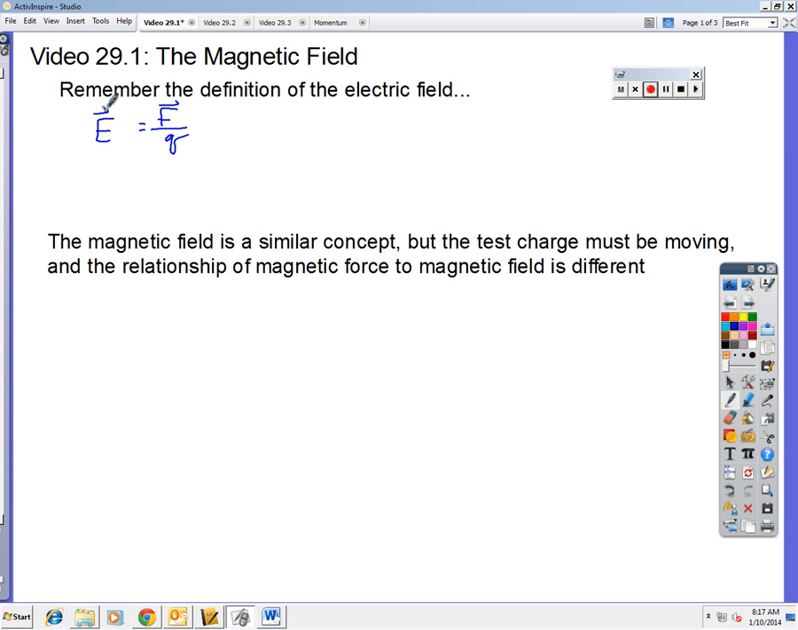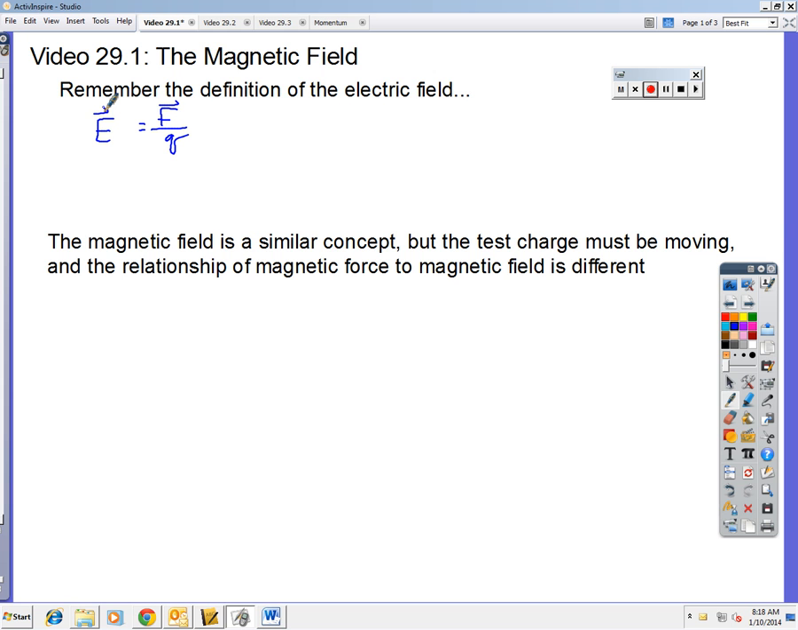The magnetic field is similar. It's a field, it's a vector, has a particular direction at every point in space, and that field can exert forces on charged particles. However, there are some major differences. First off, in order for a charge to experience a magnetic force, it has to be moving. In other words, a stationary charge sitting in a magnetic field will experience no force. The faster it's moving, the stronger the force will be.